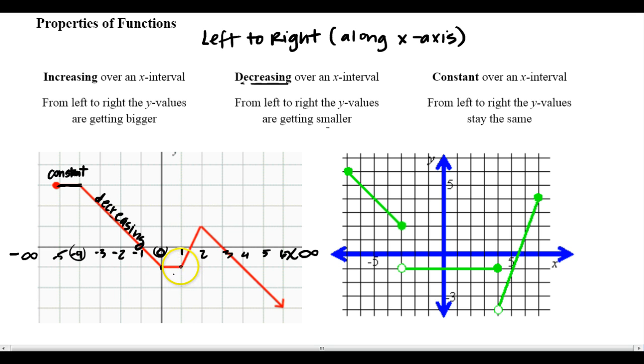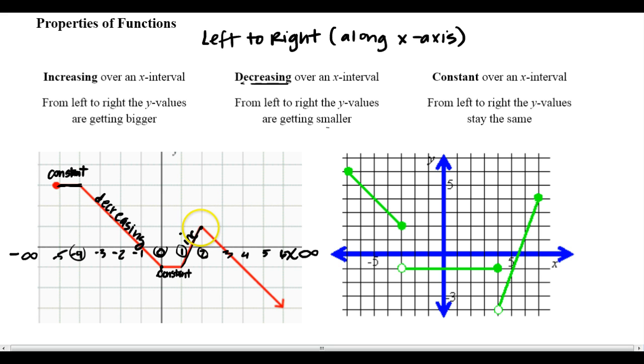And from 0 to 1, you can guess, because we just described another portion of the graph as constant, from 0 to 1, I am a constant function again, because my values are staying the same. And from 1 to 2, so from this x value of 1 to this x value of 2, what's happening to the y values? Well, they're getting bigger, like I'm walking up a hill. So this would be considered increasing.